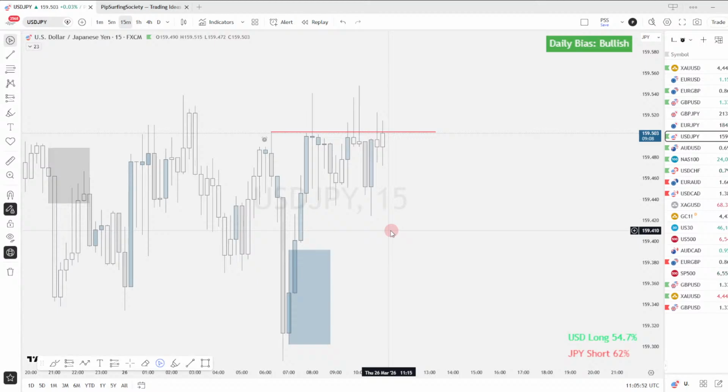Remember, we're not trying to capture this move. We're not jumping in now because it could happen. We wait for confirmation of the move and then we potentially follow through if we see the confirmation given.